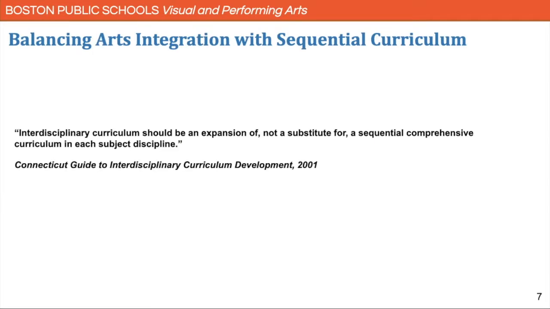And here we go. This statement, I think, really sums it up nicely. Balancing arts integration with sequential curriculum. Interdisciplinary curriculum should be an expansion of, not a substitute for, a sequential comprehensive curriculum in each subject discipline. In other words, none of the disciplines or the teachings involved in an arts integrated unit should be compromised by virtue of their being involved in this project. In fact, if it's done correctly, all of the subject areas, all of the art forms become even more appreciated and perhaps even more expanded, as this statement suggests.